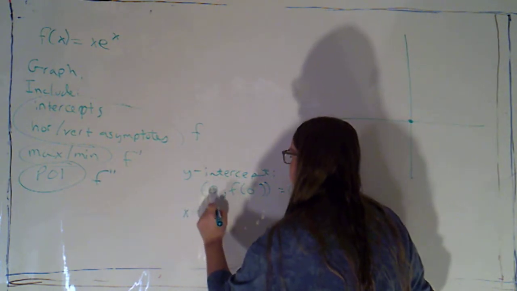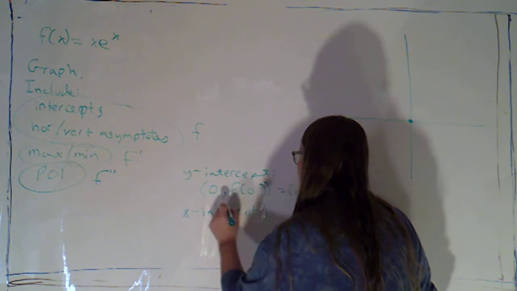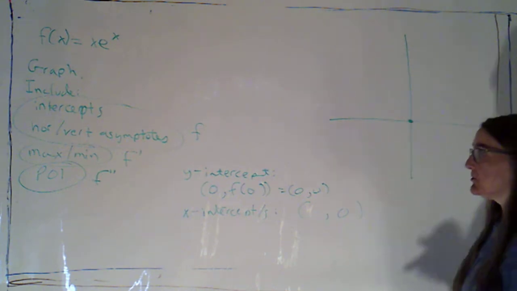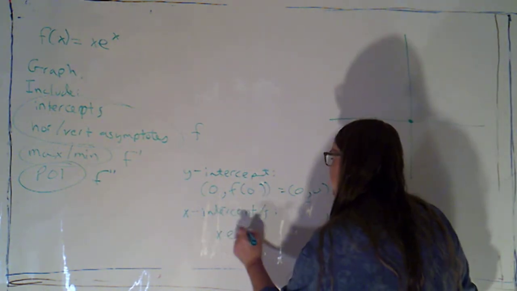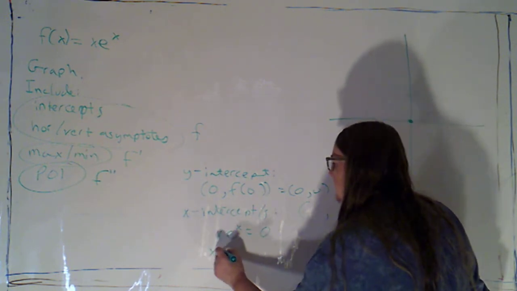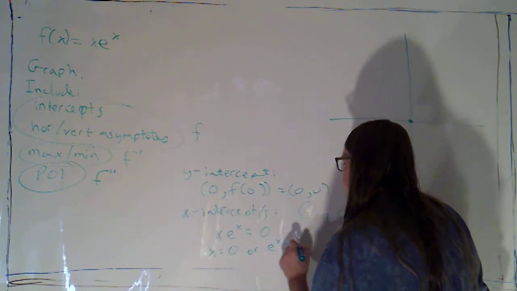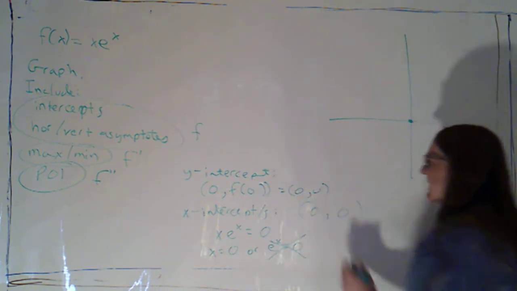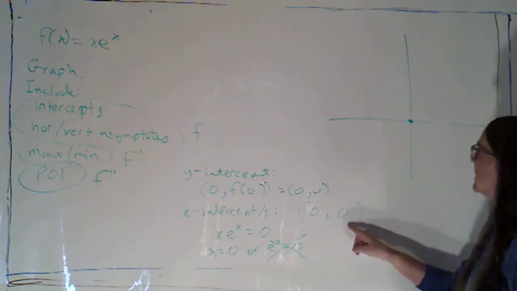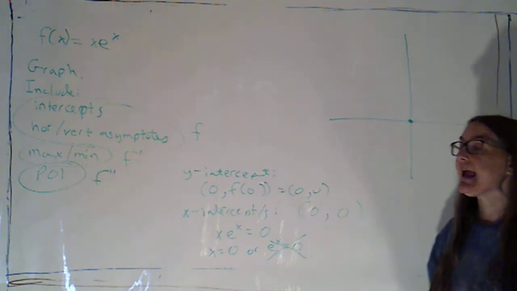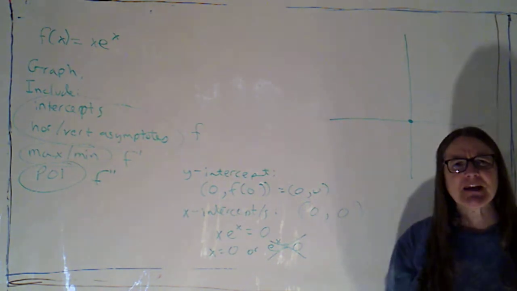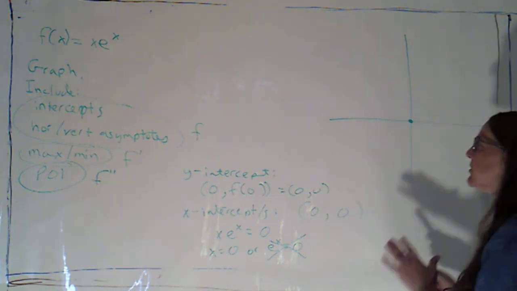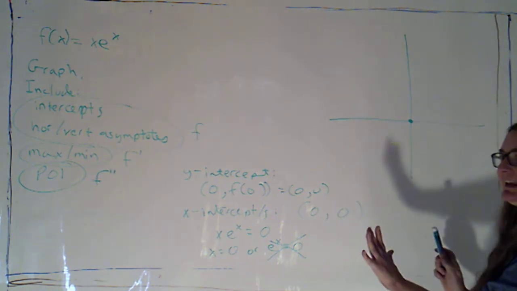X-intercepts, I know those are the places that are on the x-axis, which means the y value is 0. So I would set x e to the x equal to 0, and that would mean either x is 0 or e to the x is 0. Now I've already got the point where x is 0, and I know e to the x is never 0. Okay. So turns out the origin is my only x-intercept. That actually gives me a lot of information right there, because not only do I know that that point is on the graph, but I know that I don't cross either axis any other time.